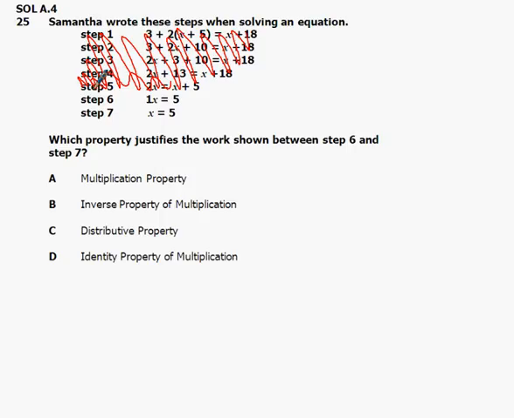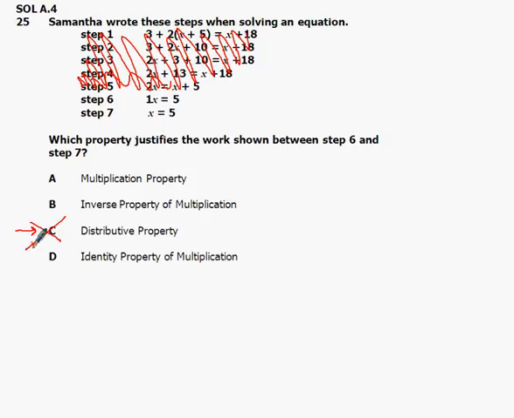And what I'm going to do is show you why it's not certain properties. If you look at C, the distributive property, we know that it involves multiplication, but usually there are parentheses with the distributive property, and between step 6 and step 7, there are no parentheses and we're not distributing anything, so it's definitely not C.